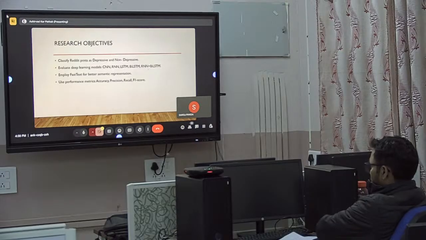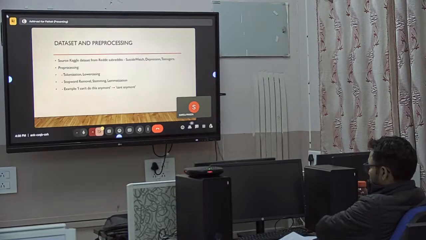In this we have used deep learning models which are based on neural networks and employ back propagation. Various deep learning models like CNN, RNN, LSTM, BiLSTM, and lastly hybrid models, which are giving the best results. Here the word embedding that we have used is FastText. I will explain what word embedding is and why we need it. And finally the performance metrics: accuracy, precision, recall, and F-score.